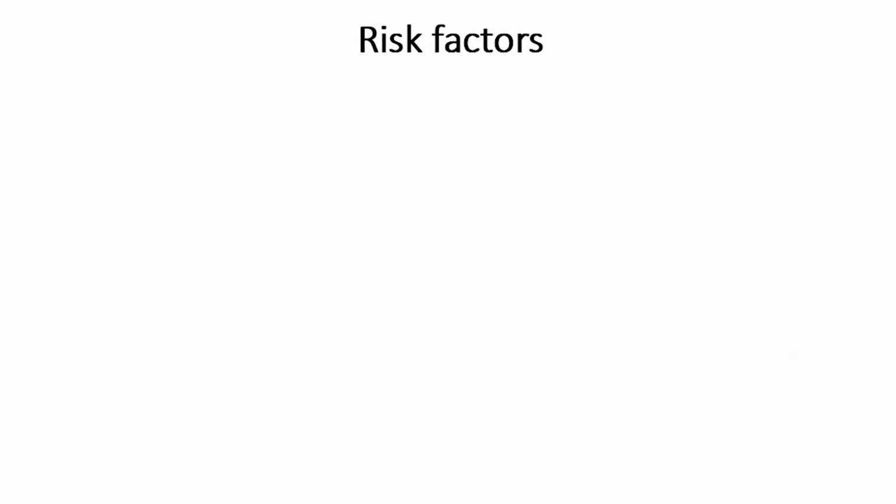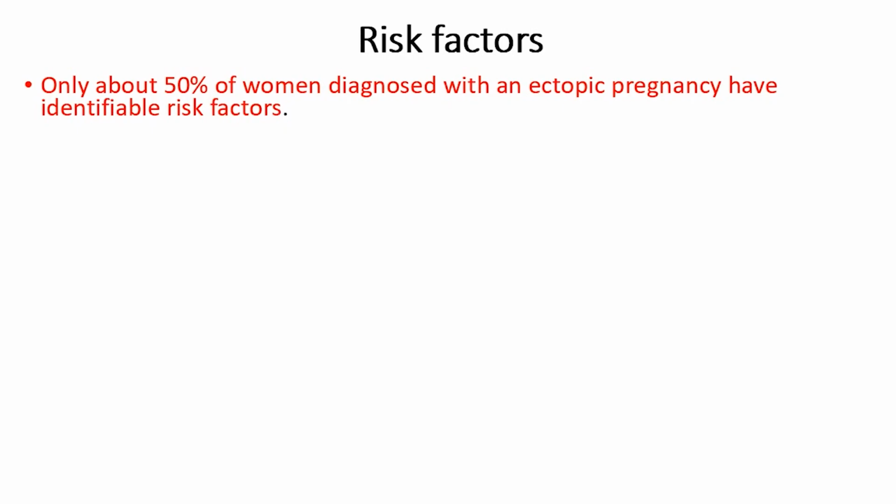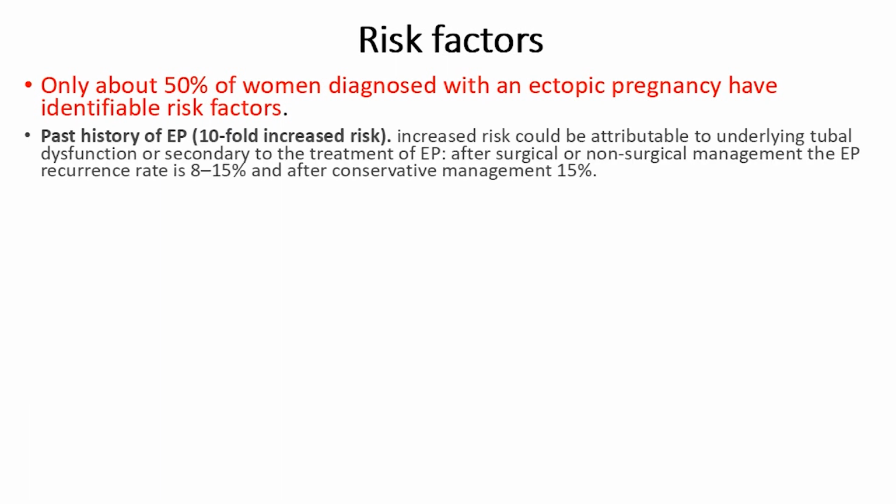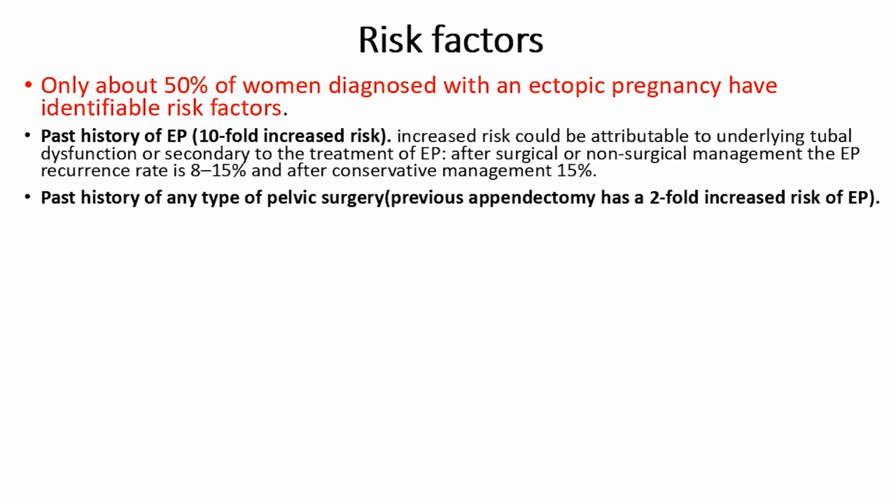Risk factors. Several risk factors increase the likelihood of ectopic pregnancy. Only about 50% of women diagnosed with an ectopic pregnancy have identifiable risk factors. These include previous history of ectopic pregnancy and pelvic inflammatory disease, which causes tubal damage and increases the risk tenfold, prior tubal surgery, and the use of assisted reproductive technology.